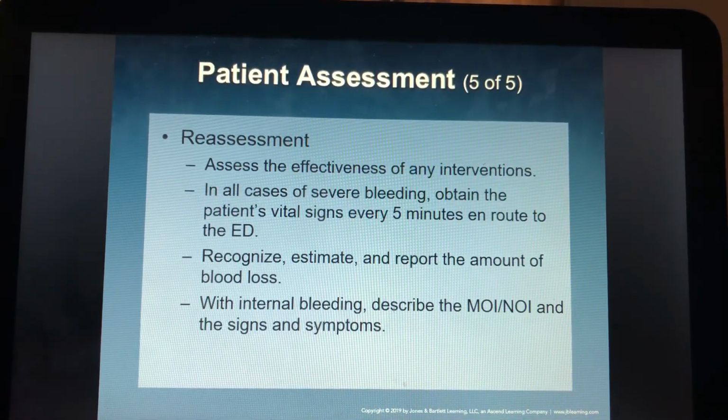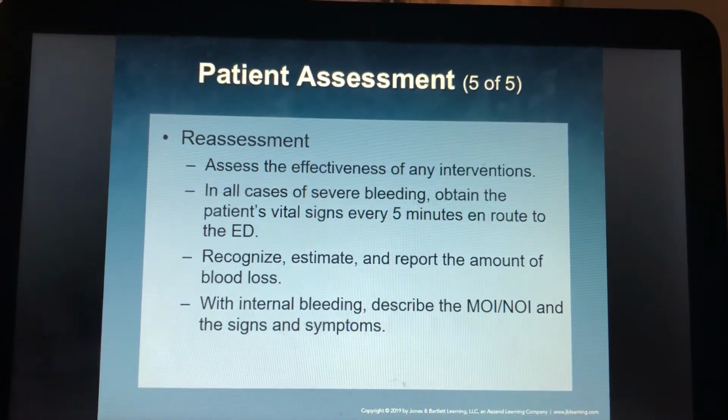For your trauma patients, if they are critical, it's every 5 minutes. Let me tell you, more than likely, if there's a compromise with ABC, there's going to be reassessing every 5 minutes.